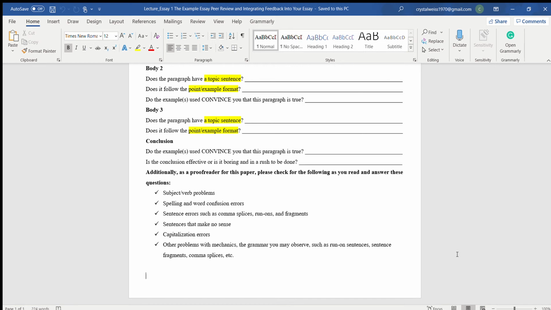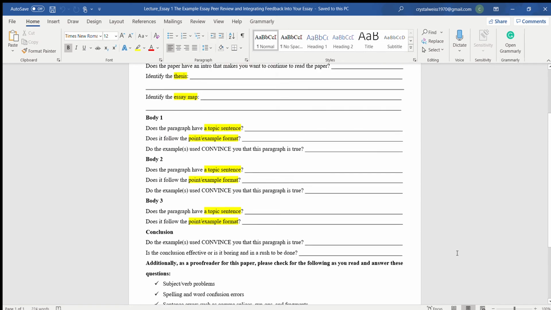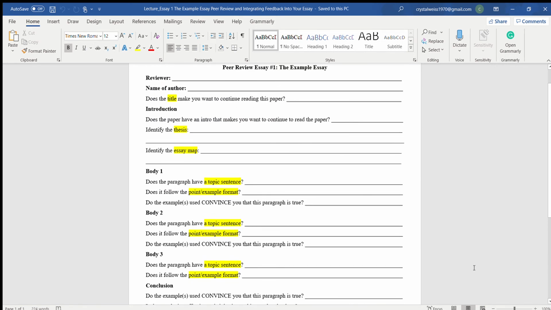So where do you find this peer review sheet? It's an attachment in modules. It's labeled essay number 1, the example essay peer review sheet. It's up underneath that empty peer review box, and you just answer these questions. You place those answers in that comment section, remember, of the draft you are reviewing, okay? If you don't submit a draft, you will not be assigned a peer review.